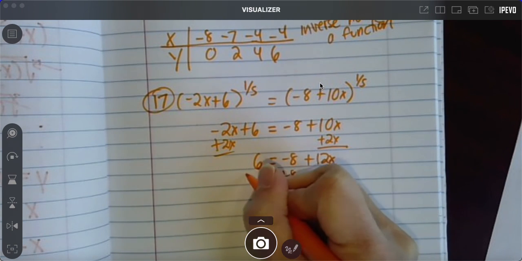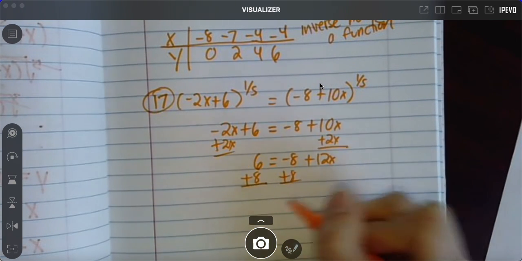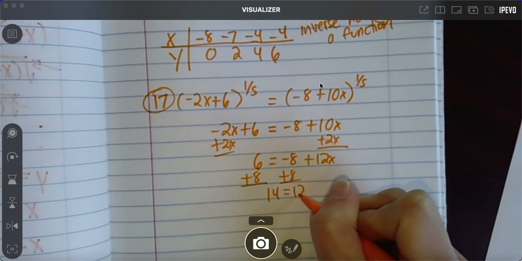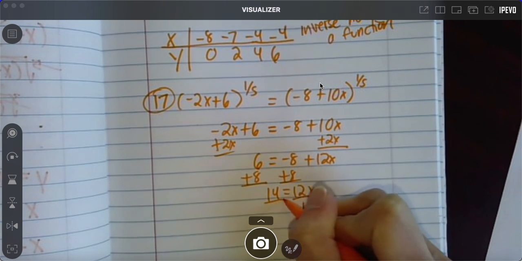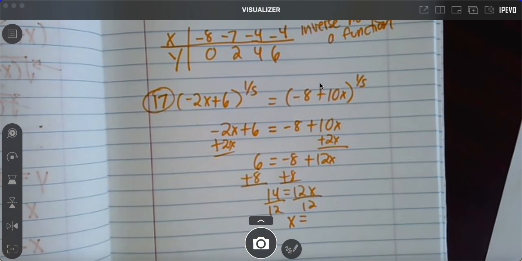I would add 8 to both sides. And what do we get? 14 equals 12x. Divide by 12. 14 over 12, yeah, number 17, they get 7 over 6. If you get a decimal, that's fine. I'll figure out what that decimal is and make sure your answer's right.